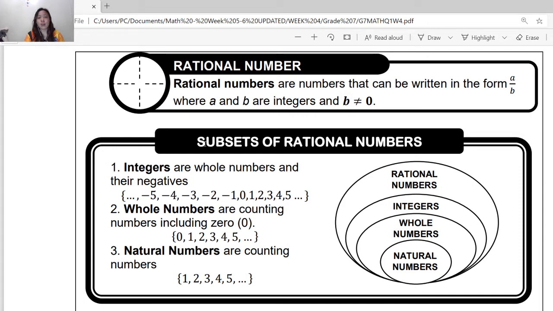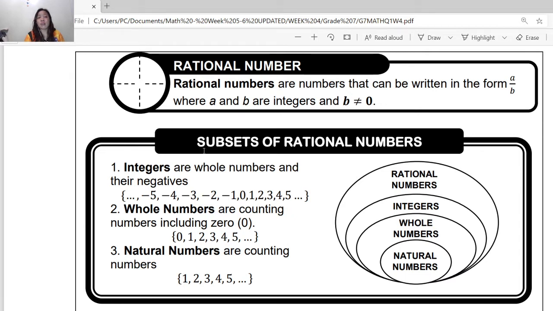Rational numbers are numbers that can be written in the form of a divided by b, where a and b are integers and b is not equal to 0. So, if a number can be written in the form of a fraction and the denominator is not equal to 0, therefore that number is called a rational number.